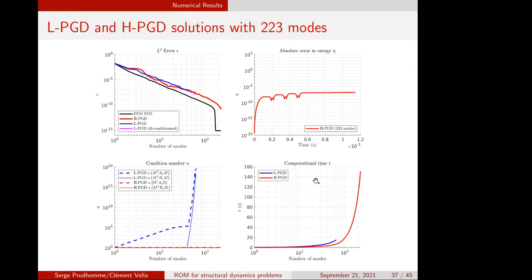Concerning, of course, the computational time, as we introduce more modes, the cost is going to be higher. But here we are really testing the method with many, many modes. In reality, in practice, what we would do is to be able to use only 10 or 20 modes.